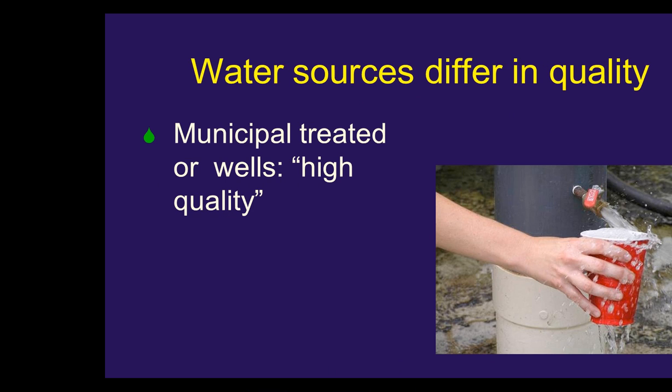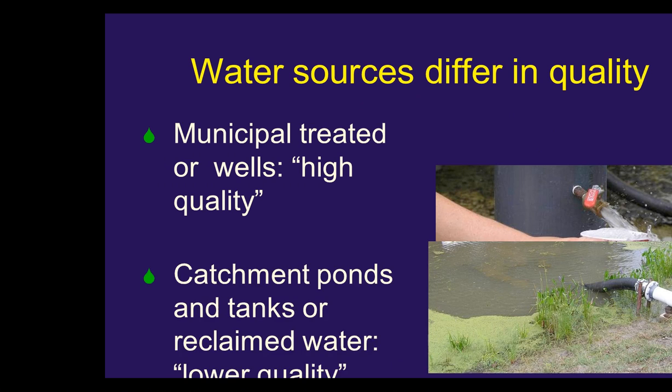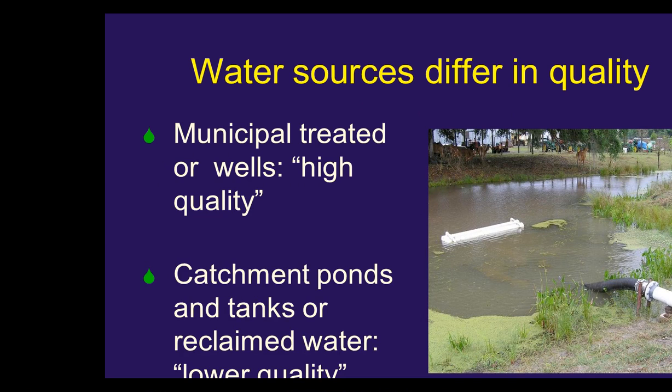When we talk about water quality, the first thing we need to start thinking about is how water sources differ in quality. We have treated water that comes from the municipality or well water, which is considered high quality. This is water that in general is very clean. We have to think about the chemistry of the water, but besides the chemistry, you can almost directly use this water in your irrigation.